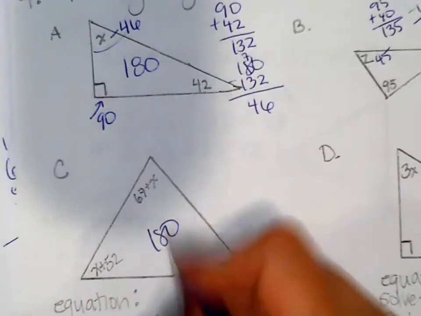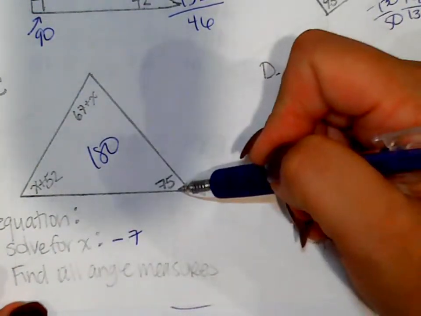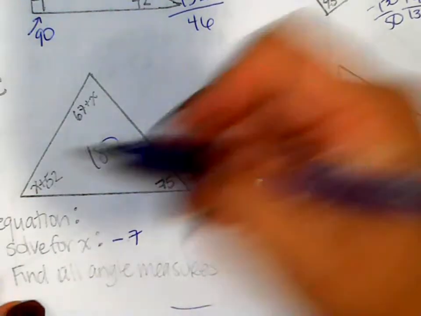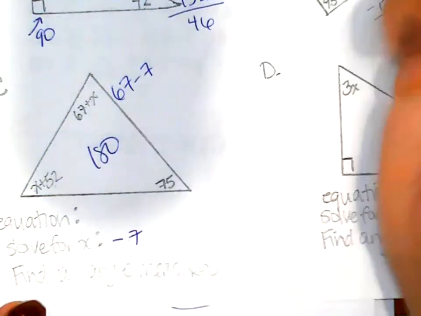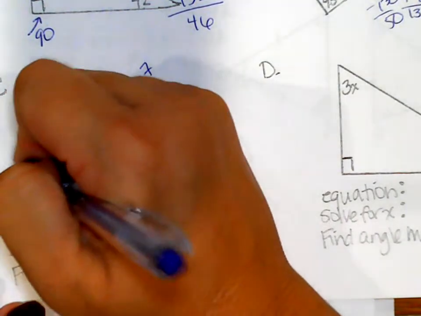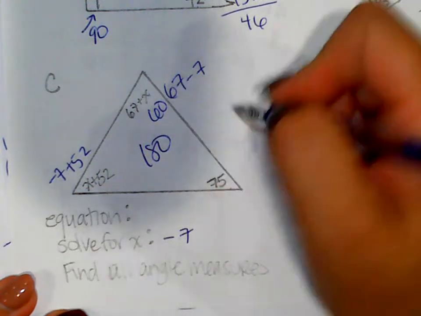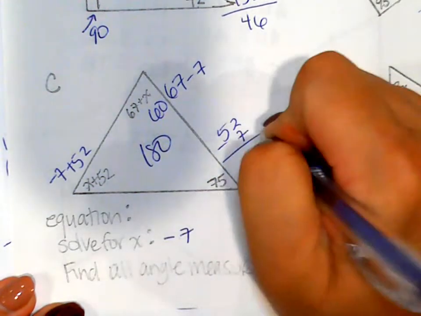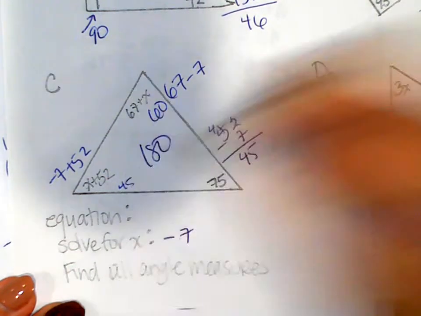So x is equal to negative 7. When I plug it back in to find all the angle measures, this guy's already given, he's 75. I'm going to plug in negative 7 here and negative 7 here. So this is 67 minus 7, so this guy's 60. And this guy right here is negative 7 plus 52, which is the same as saying 52 minus 7, which is going to give me 45. So this guy right here is 45.